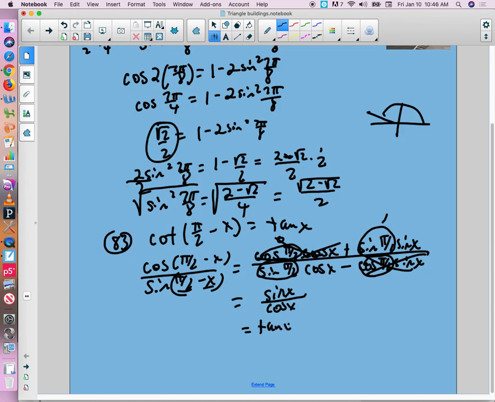Wait, are you allowed to just, in the first part, cross out the pi over 2 minus x? Wait, hang on just a minute. Nicole, what'd you ask? When you have the cosine of pi over 2 minus x over the sine of pi over 2 minus x, could you just cross out the pi over 2 minus x?